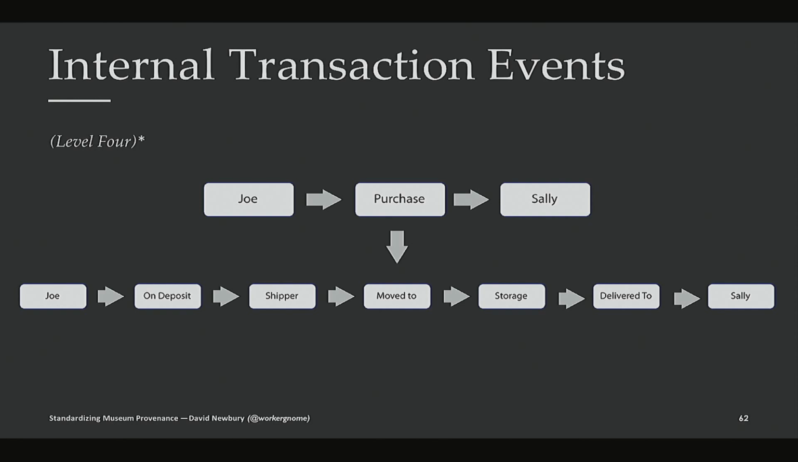But we all know that what really happens is Joe has it, he puts it on deposit at a gallery, the shipper then takes it to the gallery, it stays at the gallery for a while, it's in storage for a week, it then goes on a truck and it's delivered to Sally. There's this whole set of events that make up that purchase. And I don't know about you, but we don't document our provenance to that level of specificity at this point. But I could imagine somebody doing it in the future.